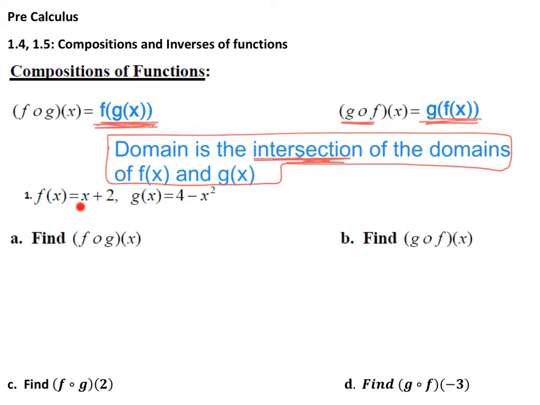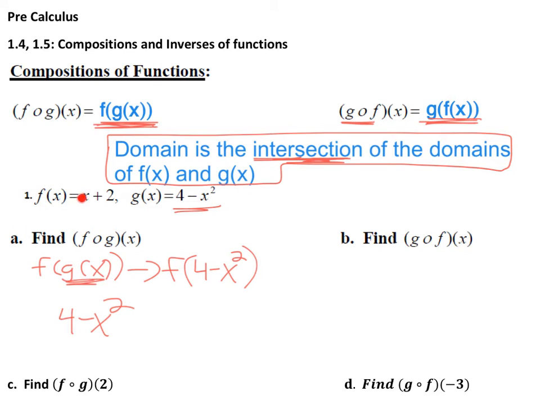Here we have f of x is x plus 2, and g of x is 4 minus x squared. And we want to find f of g of x. So you're just substituting twice. Since g is written second, we're taking this whole function for g of x, which is 4 minus x squared, and we're going to plug this into the x for f of x. So this x is going to change to 4 minus x squared. That replaces the x, and then we're going to add 2 to it. So I'm going to put plus 2 right there.